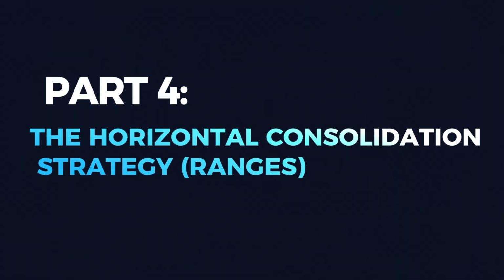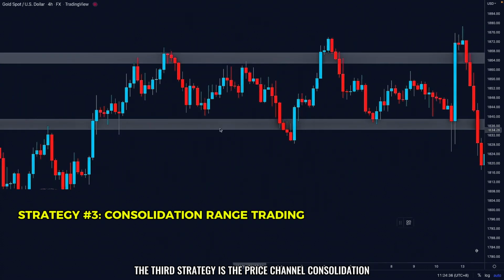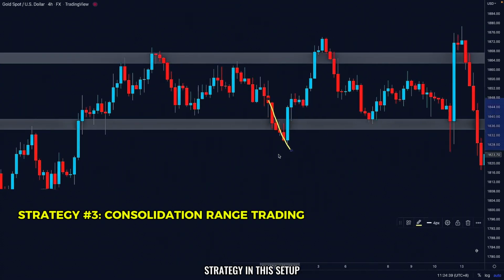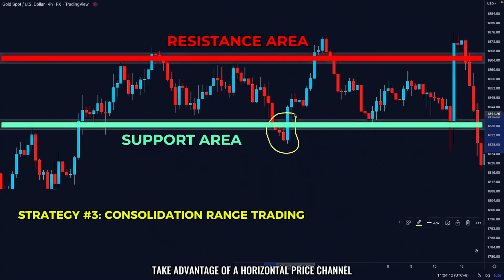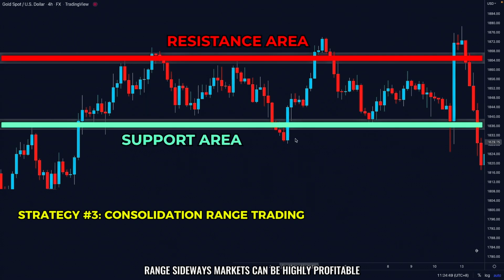Part 4. The horizontal consolidation strategy: ranges. The third strategy is the price channel consolidation strategy. In this setup, we specifically take advantage of a horizontal price channel, also commonly known as a trading range. Sideways markets can be highly profitable if you trade them with structure.